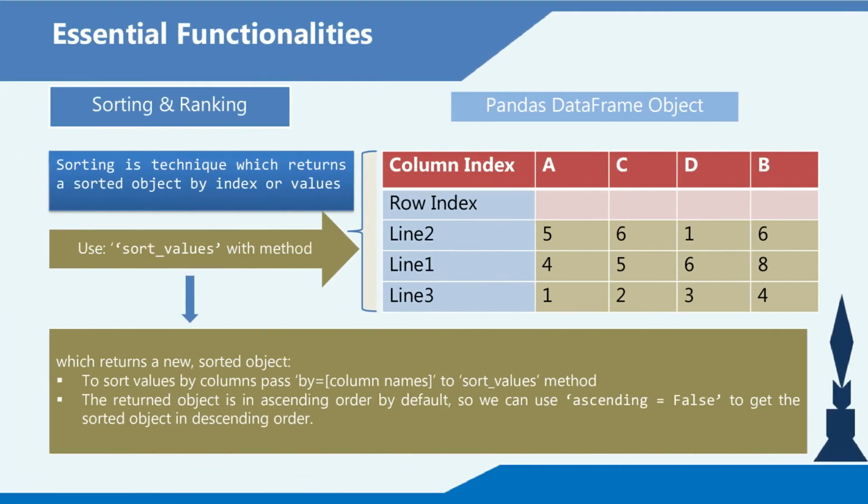In order to sort the objects by the values of a column of a data frame object or values of the series, we can use the sort_values method. When sorting a data frame, we can use the data in one or more columns as the sort keys. To do so, we can pass one or more column names to the by option of the sort_values method.